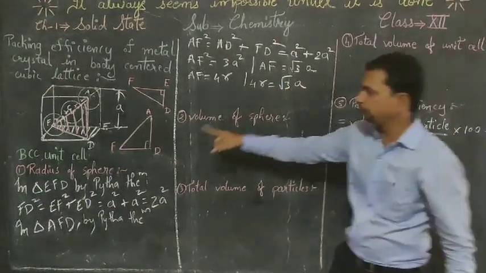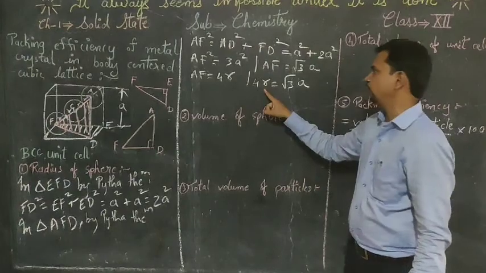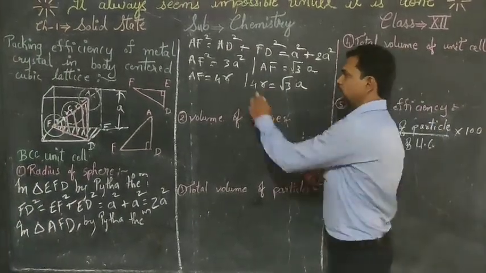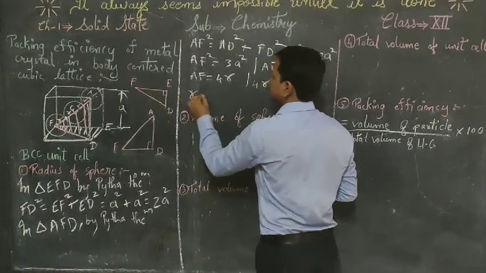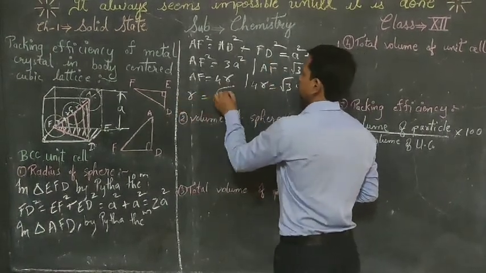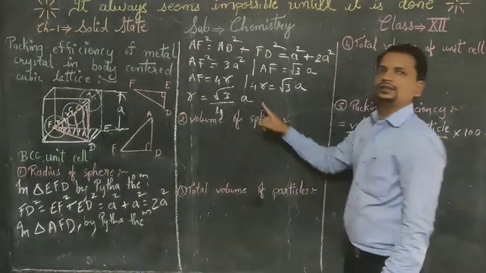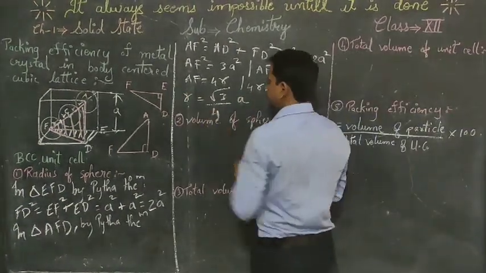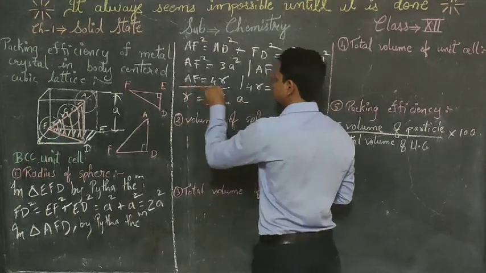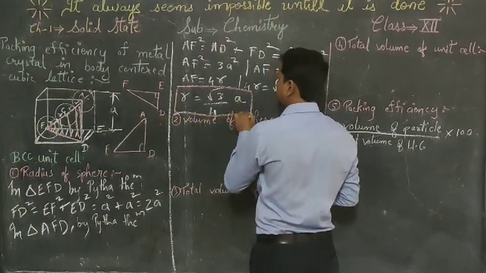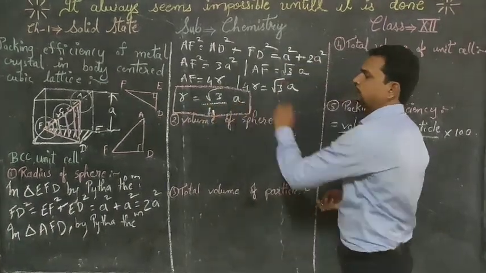Our main aim is to find the radius of the sphere. It means we have to find the value of this R. So we will simplify this equation. By simplifying, we get R is equal to root 3 upon 4 A. This is the value of R. Our main aim was to find the value of R, and we have found it. The value of R is root 3 upon 4 A.